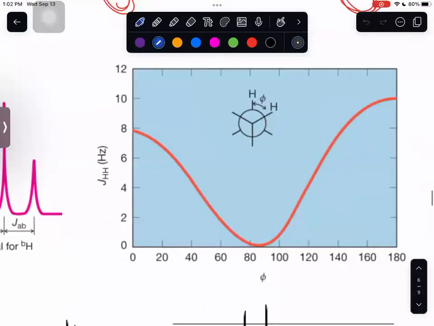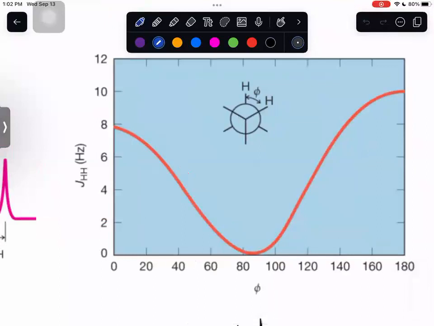Specifically, he was pointing out 3 specific angles, which are basically 0 degrees, which is going to correlate to 8 hertz approximately. Then we have a 90, which is going to be less than 1, and then 180, which is like right at 10 hertz. Now, I would try to memorize those 3 key values and remember how the Karplus curve looks to figure out the approximate J value, the approximate hertz value. Okay, so just keep a note of that.